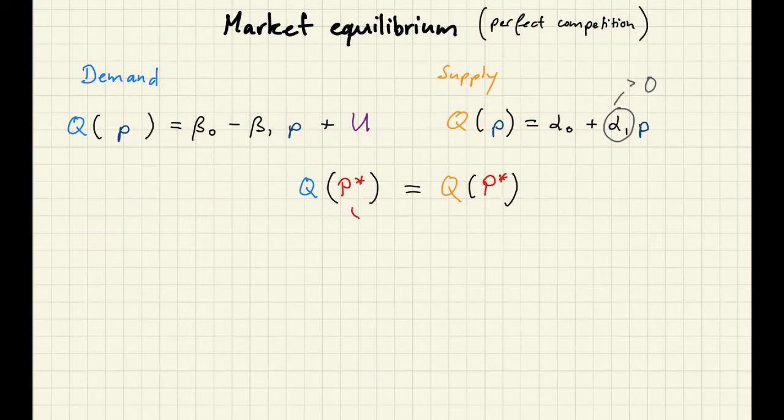So P star is the equilibrium price, and it will depend on the specific shape of the demand function, and the demand function depends on the demand shock U, which is not the same for all cities, so it varies between cities, and therefore the equilibrium price will also vary across cities.